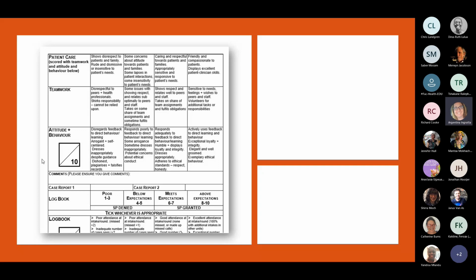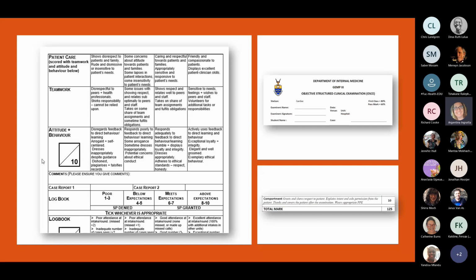Then when we assess it in our exams, in our OSCEs in GEM 3, we give it a mark, comportment or professional behavior at the bedside, but it's sort of 10 marks out of 125. And there is a proviso in our OSCE that a student can be failed for unprofessional behavior. But I haven't seen that happen yet. Clinicians are not brave enough to fail students on unprofessional behavior. They would rather fail them on a skill or a knowledge attribute.